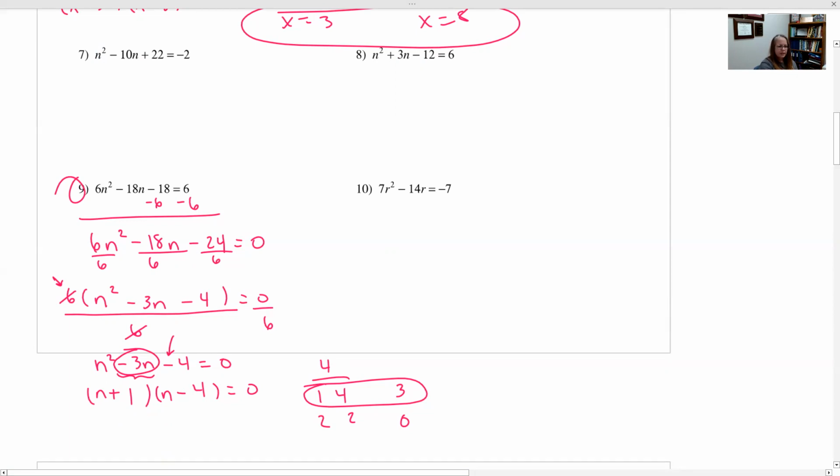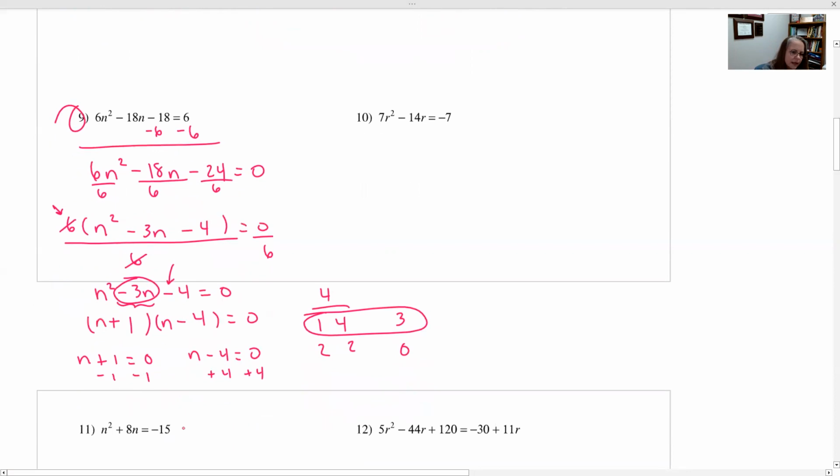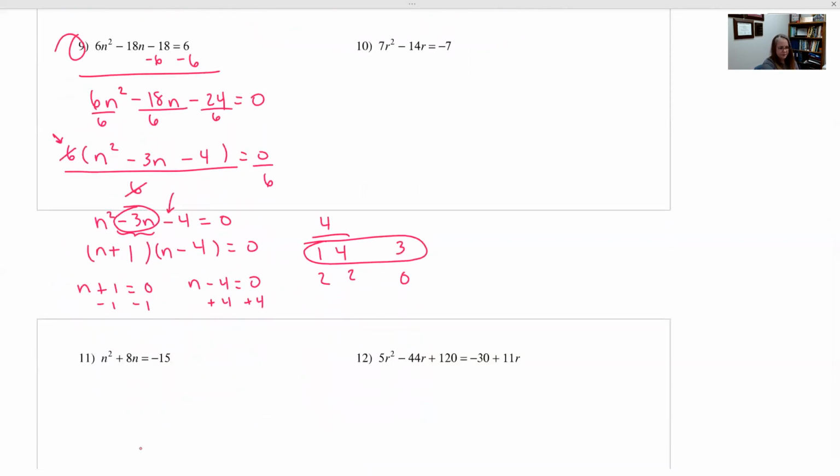Each factor is prime. So I can now set each one of those equal to 0 and solve for n. And I have this one is n equals -1, and this one is n equals +4. So those are my two solutions for that one.